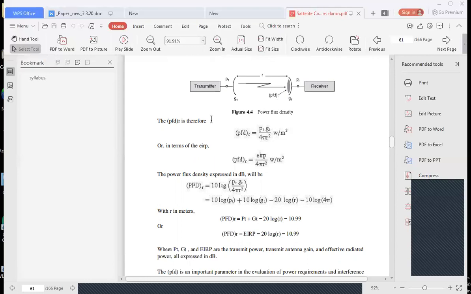Again, recall the formula. Here is the PFD. PT is the transmitted power. GT is the gain of the transmitting antenna. The total power is PTGT, and the R distance covers 4 pi R square, that is the PFD, and PTGT is called the EIRP. In logarithmic scale the received power is 10 log PT plus 10 log GT minus 20 log R, and minus 20 log 4 pi.